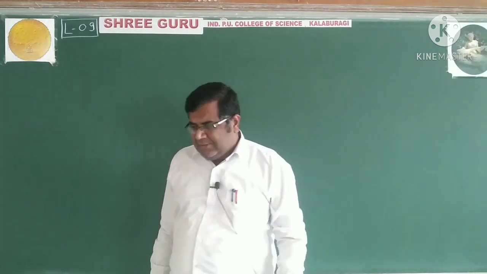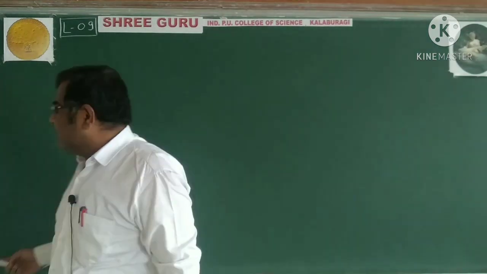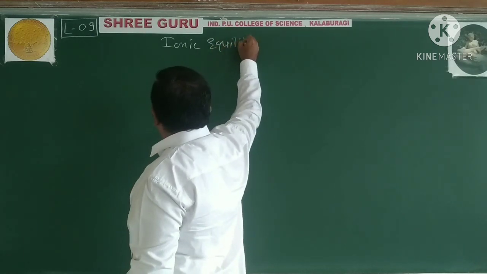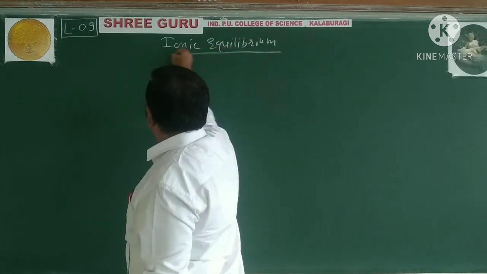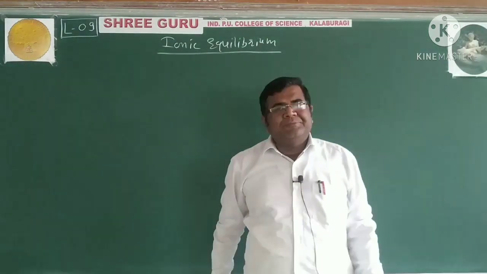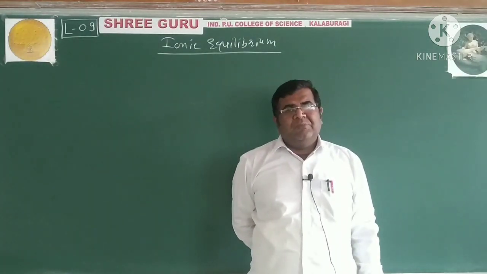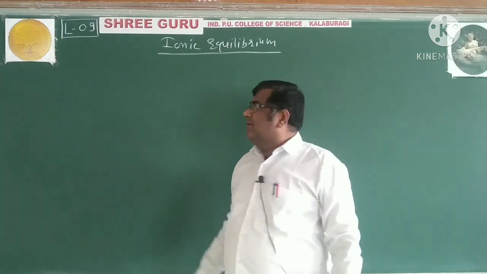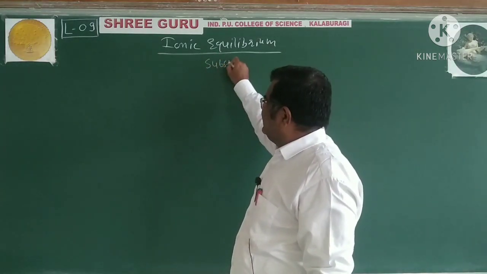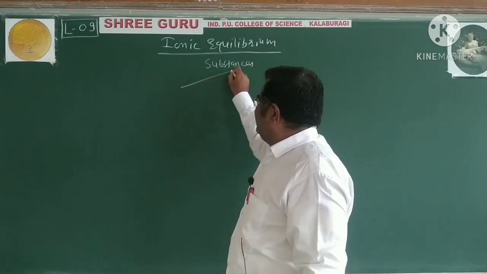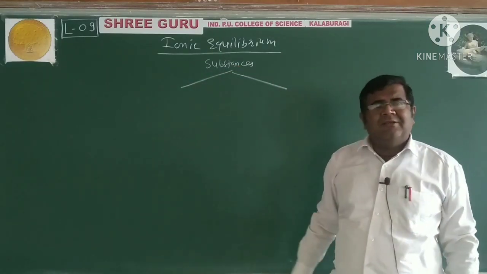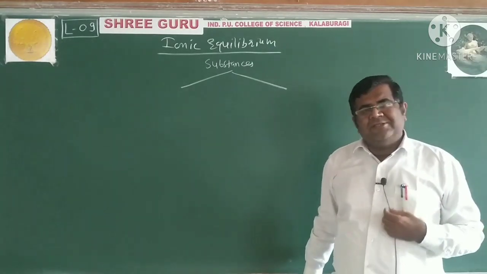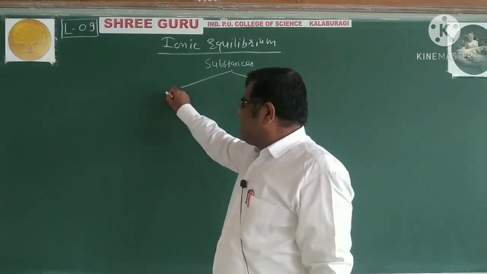Now we'll start with the ionic equilibrium. In the ionic equilibrium, we have to start with the definition of the electrolyte and the non-electrolyte. What are these electrolytes and non-electrolytes? These are substances, and we can classify them. In fact, Michael Faraday first classified these substances into two categories.